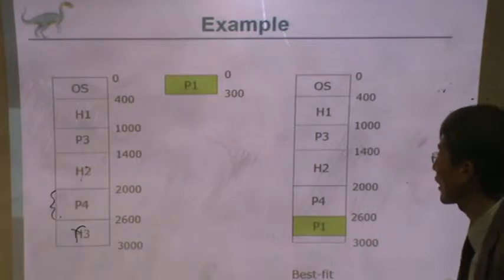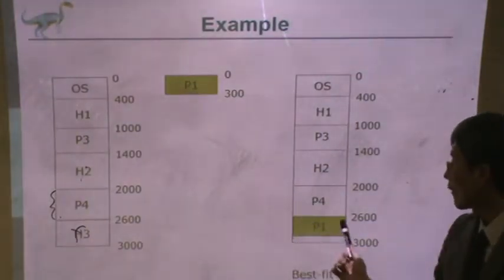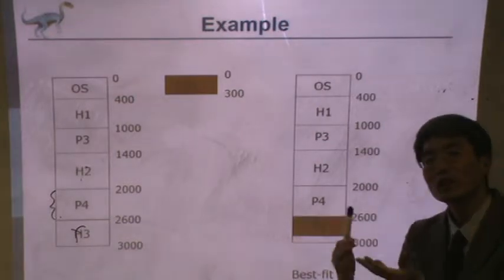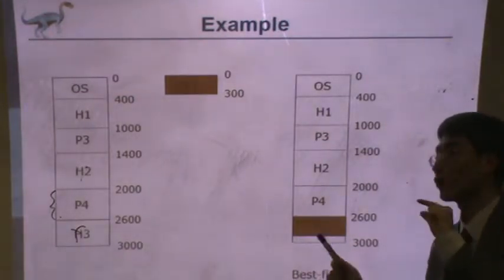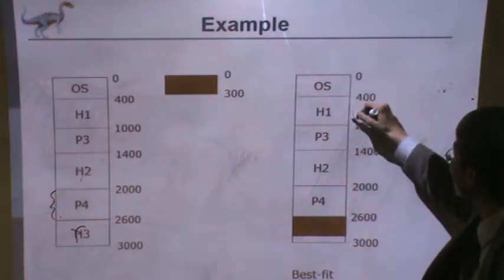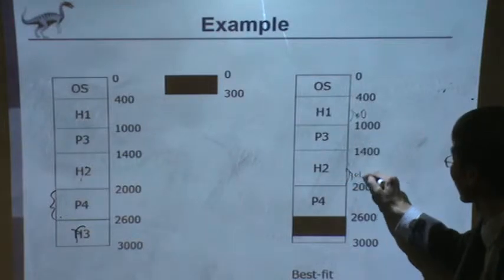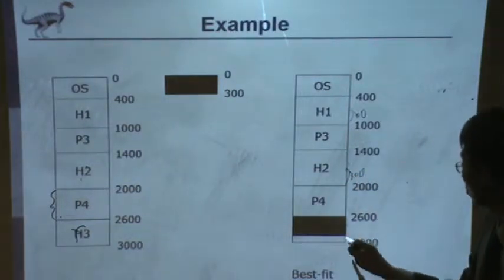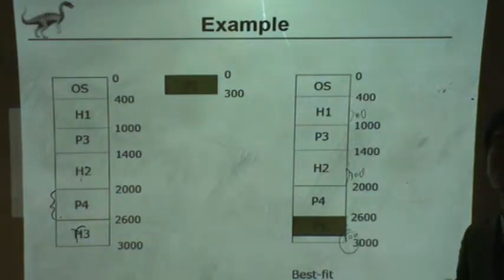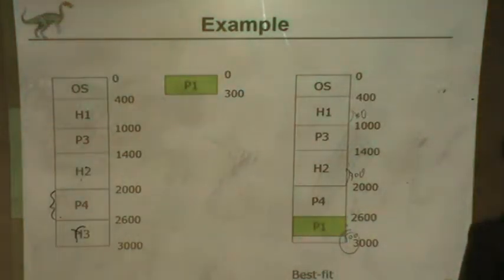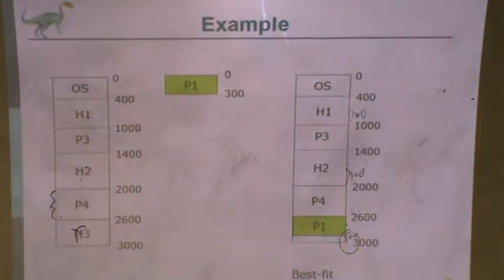So to maximize such utilization, why don't we allocate the free space that creates the smallest leftover? Which means if we allocate this one, there is a 300 leftover. If we allocate this one, it's also a 300 leftover. But if we allocate this one, it's a 100 leftover. So this one is the best fit. Okay, so that is the best fit.